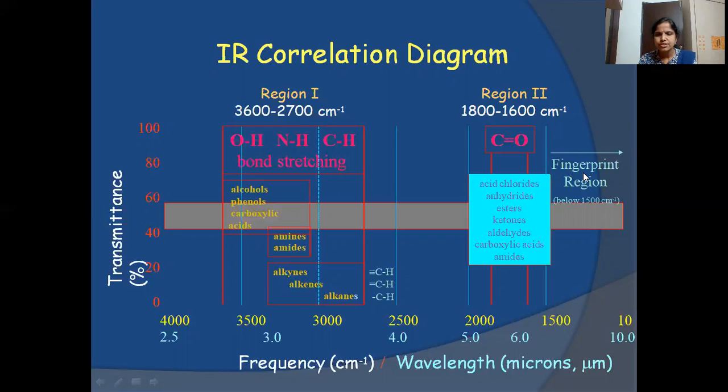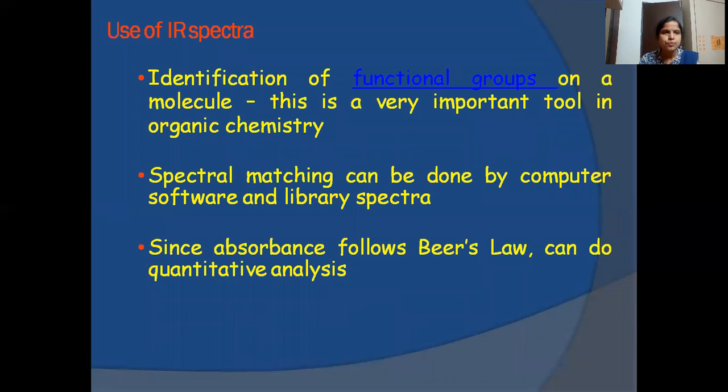Then below this, actually it is the fingerprint region. So these are the main values we have to remember. And here you can see the triple bond CH, double bond CH and single bond CH stretchings. That is sp carbon, sp2 and sp3 carbon. So these CH stretching vibrations are observed in this area. Now we'll see each functional group's frequencies one by one.